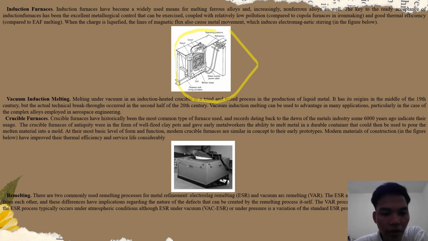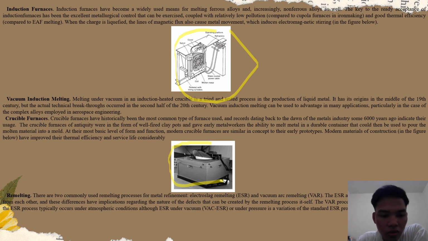The crucible furnaces of antiquity were in the form of clay pots, and gave metalworkers a crucible container that could be used to prepare molten material for the mold. At their basic level of form and function, modern crucible furnaces are similar in concept to their early prototypes. Modern methods of construction, shown in the figure below, have improved their thermal efficiency and service life considerably.